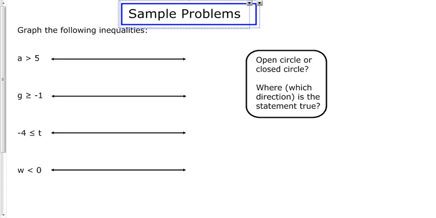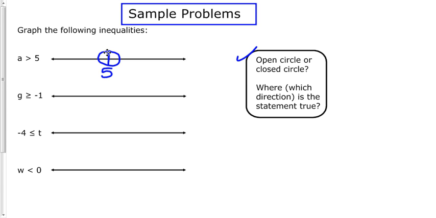So let's look at some sample problems for how we can graph these inequalities. I want to graph A is greater than 5. So first step I want to do is I want to label my boundary. So I'm just going to write a 5 here. Now A is greater than 5. I want to ask myself, is this an open or a closed circle? And I think back, well, if it's greater than, it can't be 5. It could be anything up to 5, but it can't be 5, so I'm going to use an open circle.